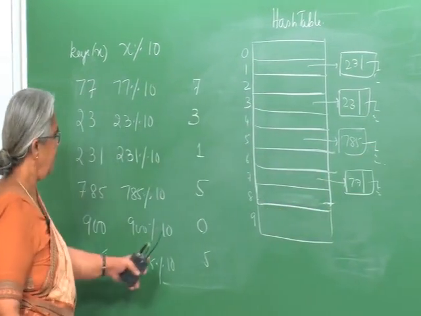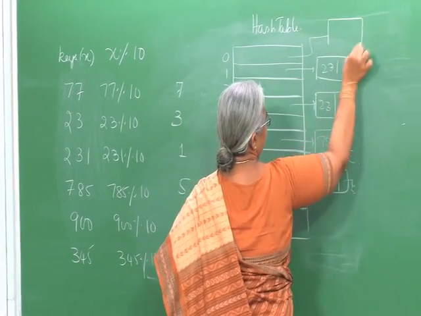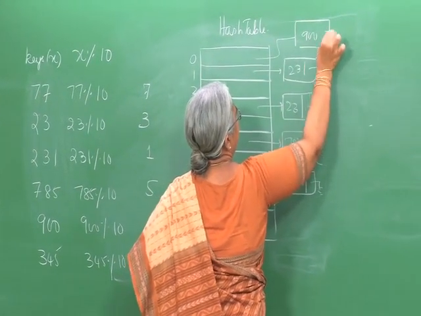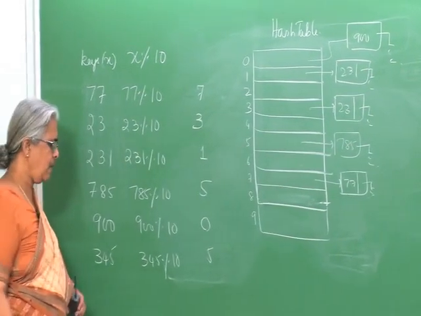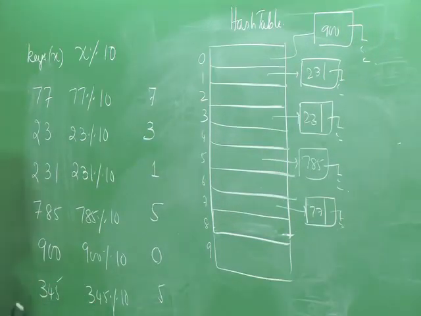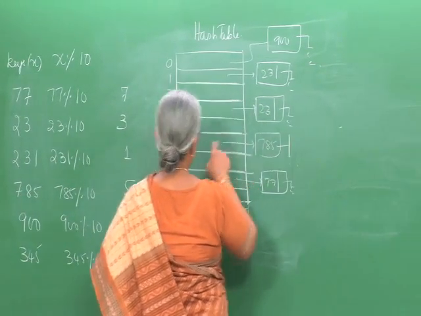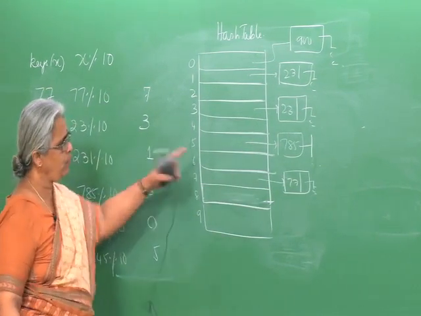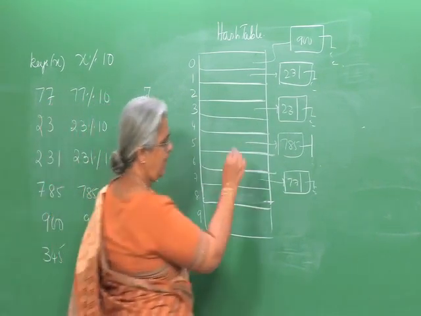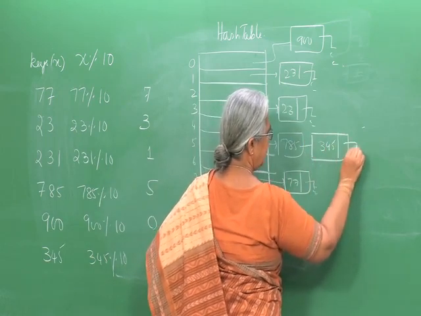The 900 will go into the 0th bucket. The remainder is 0, and we have still not seen any collision. Now 345 comes along and we have a collision. So what is the collision now? Notice that 345 has a remainder of 5, therefore it goes into the fifth bucket. We already have one element, so we append this to the list.